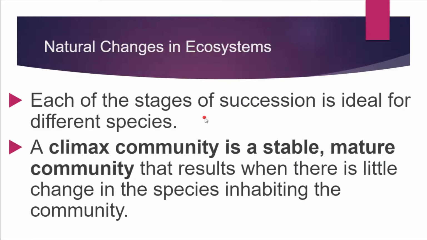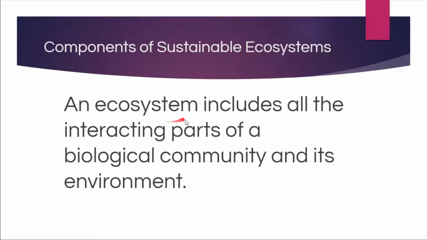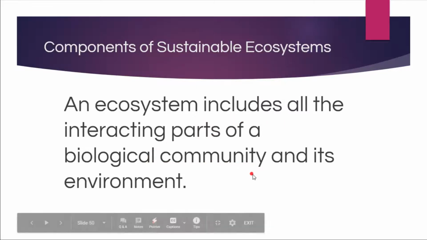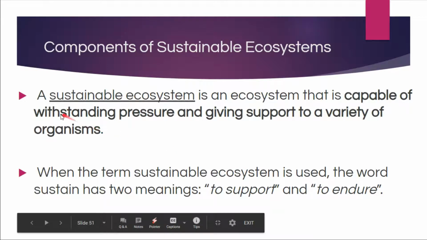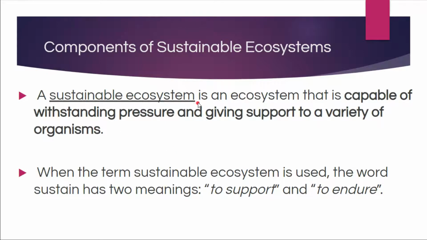Each of the stages of succession is ideal for different species. A climax community is a stable, mature community that results when there is little change in the species inhabiting the community. An ecosystem includes all the interacting parts of a biological community and its environment. A sustainable ecosystem is an ecosystem that is capable of withstanding pressure and giving support to a variety of organisms.